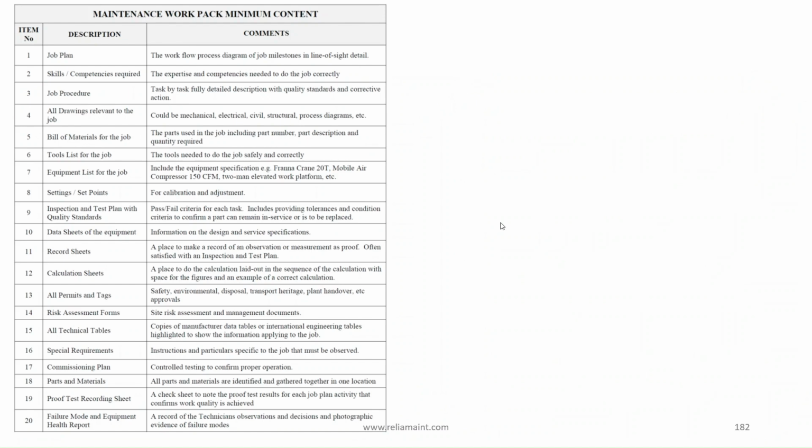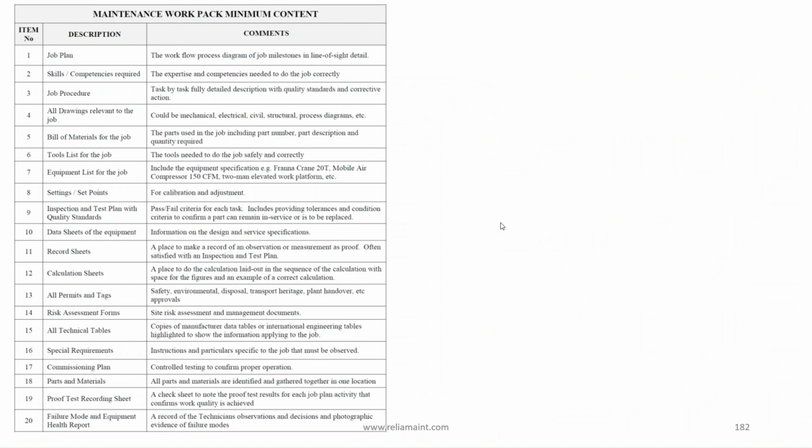Equipment list for the job, including the equipment specification, e.g., 20T crane, mobile air compressor CFM, elevated work platform, etc. Settings/set points for calibration and adjustment. Inspection and test plan with quality standards, pass or fail criteria for each task. Includes providing tolerances and condition criteria to confirm a part can remain in service or is to be replaced. Data sheets of the equipment, information on the design and service specifications.